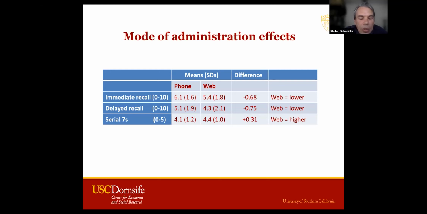Where we had no idea a priori, what came out is that the web scores were lower for the recall and higher, about a third of a standard deviation higher, for the serial 7s. So again, you cannot just use pre-existing cutoffs or scores on a different mode of administration and say this should apply to self-administered web tests, is what that tells us.